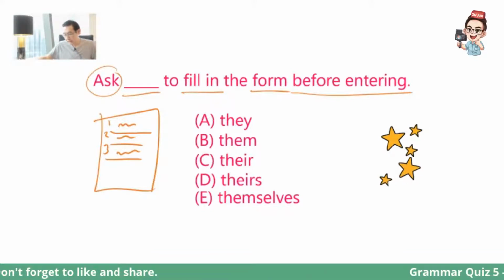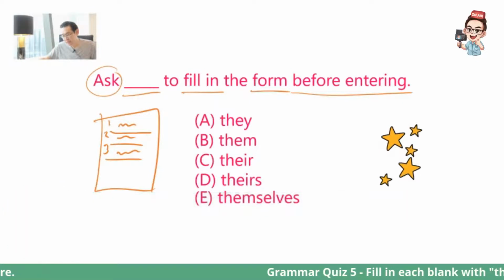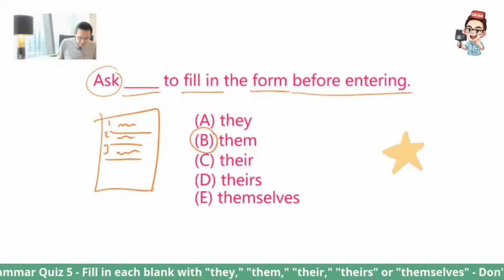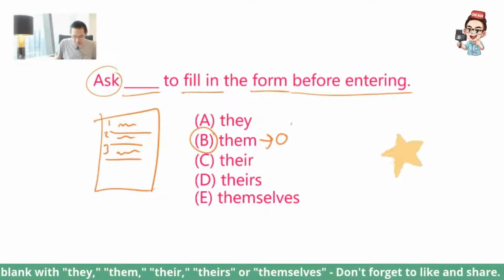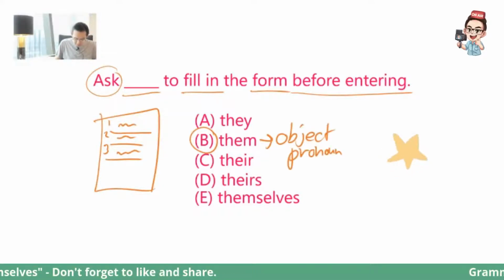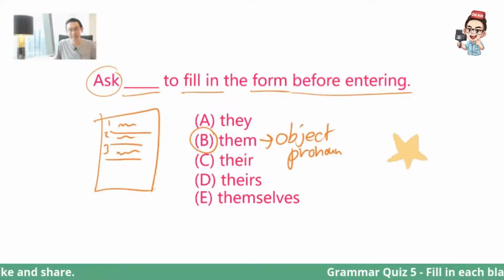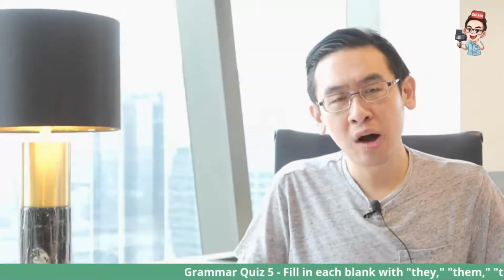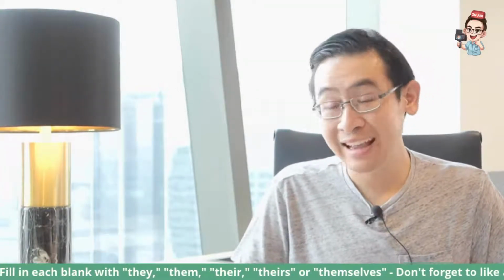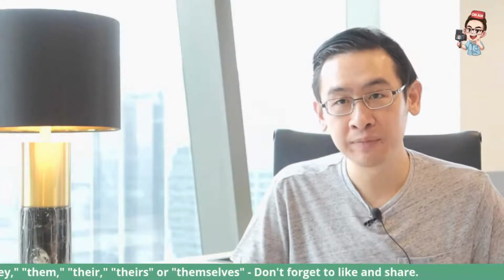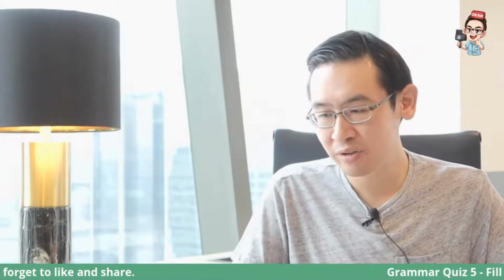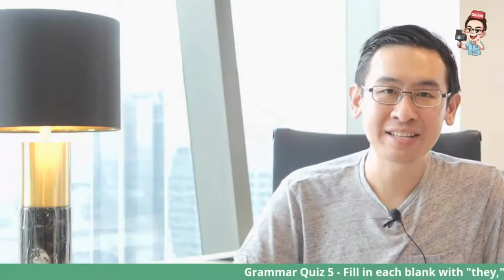Okay, and you all said B. So here's another B. Yes. Well, the answer is, of course, B. Okay, them. This is what? An object pronoun. Okay, so ask them to fill in the form before entering. So does anyone know why we need to use an object pronoun here? What do you think? Can anyone explain to me why we use them? Why do we say ask them and not ask they, ask theirs, or ask themselves? What do you think? Can anyone give me an explanation? Just a short one will do.